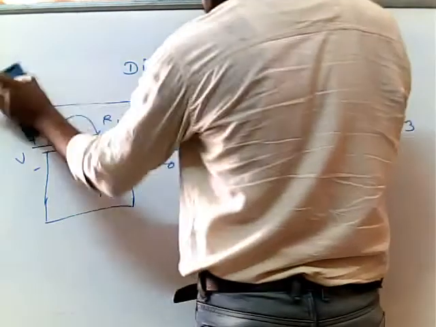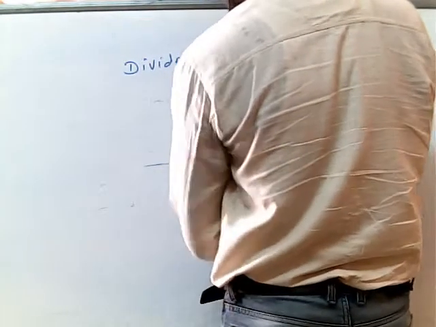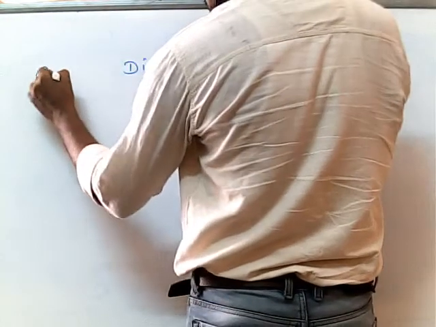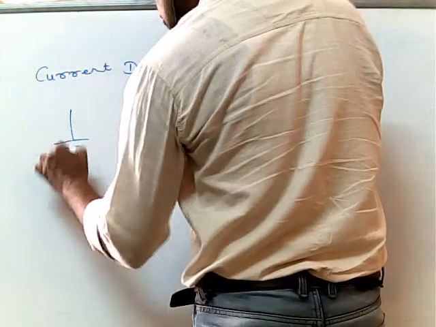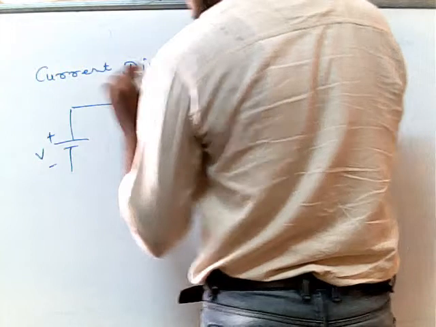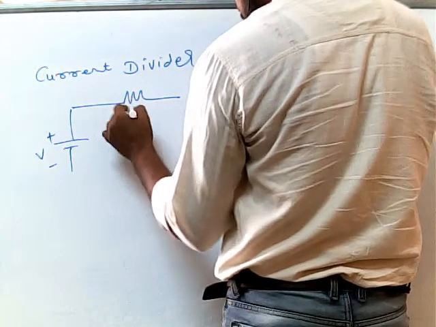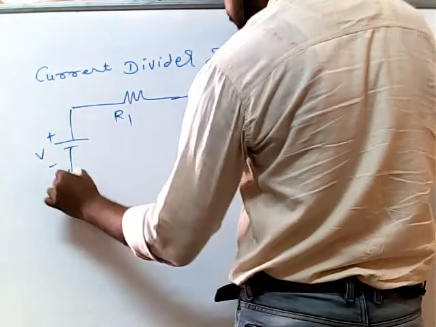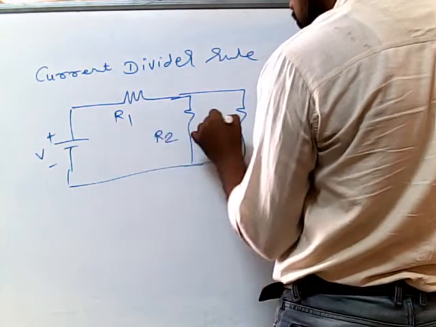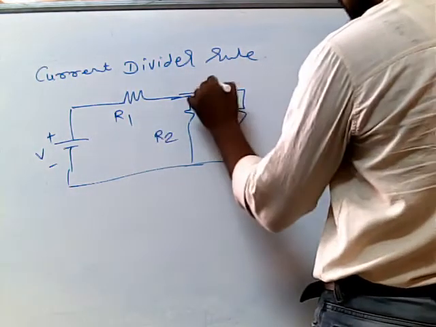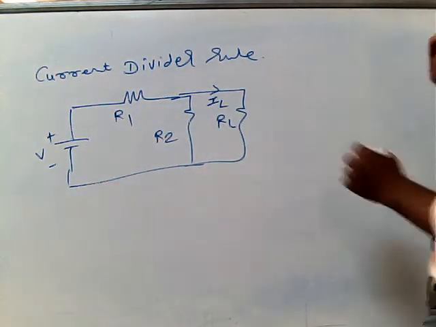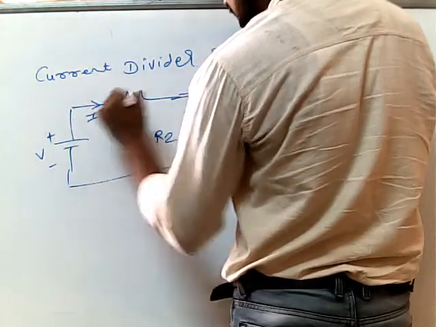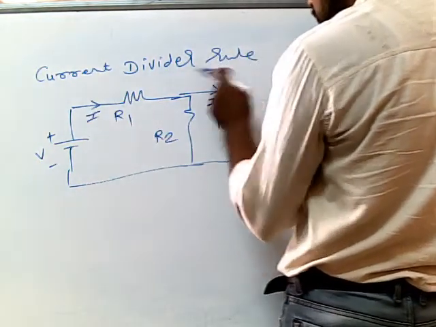Now we'll see the current divider rule. Similar to the voltage divider rule, there is a current divider rule which is also very helpful while we are solving electrical networks. Let's say there is one network which has some resistances. Say this is R1, this is R2, and this is RL. I want to find the current through this RL, that is IL. Say this current is I. We know this current I, but we want to find IL.